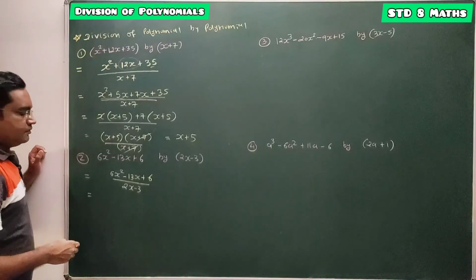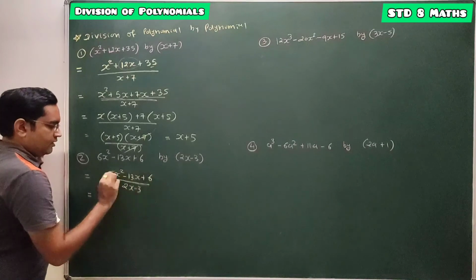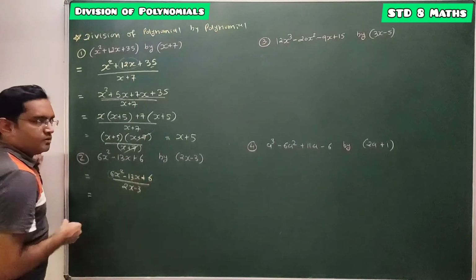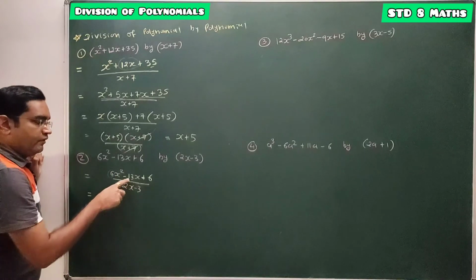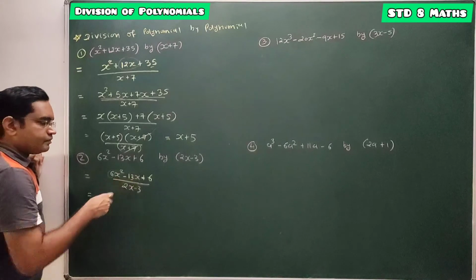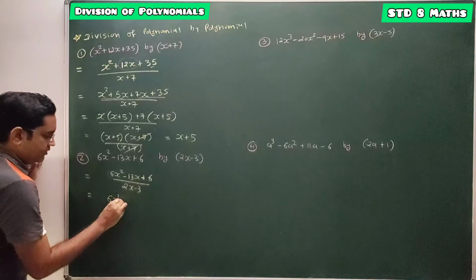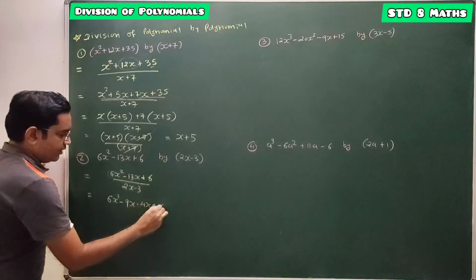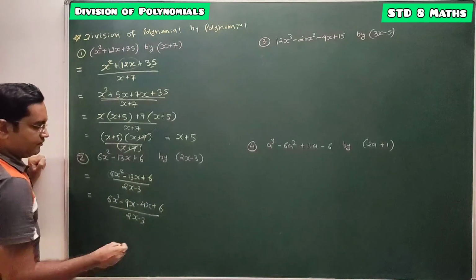Again splitting the middle term. For that you have to multiply the coefficient of x square with 6. So 6 sixes are 36. Now you have to consider factors of 36 whose addition is 13. So 9 fours are 36, 9 plus 4 is 13, and we require minus 13. So splitting the middle term, it is minus 9x minus 4x. So it's 6x square minus 9x minus 4x plus 6, upon 2x minus 3.